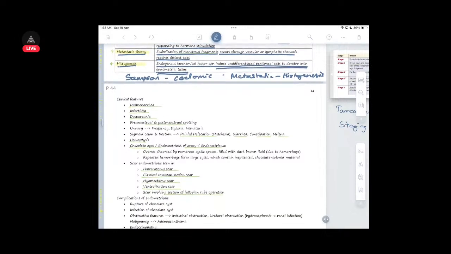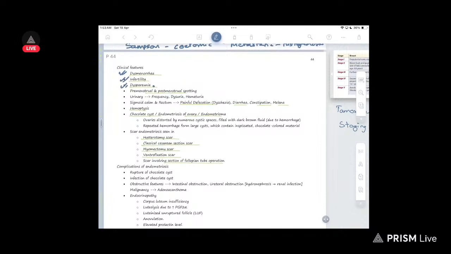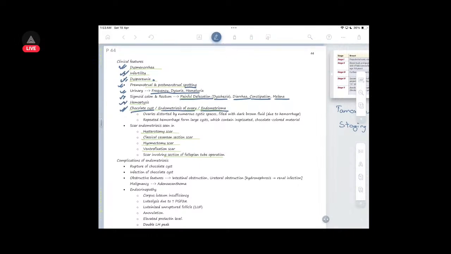Clinical features: you will have dysmenorrhea, infertility, and dyspareunia, and dyspareunia is more marked. Premenstrual and postmenstrual spotting may be seen. Urinary: you will have frequency, dysuria, hematuria. Sigmoid colon and rectum: you will have painful defecation, dyschezia, diarrhea, constipation, and melena. Hemoptysis may be there, and chocolate cyst or endometriosis of ovary or endometrioma can be seen.